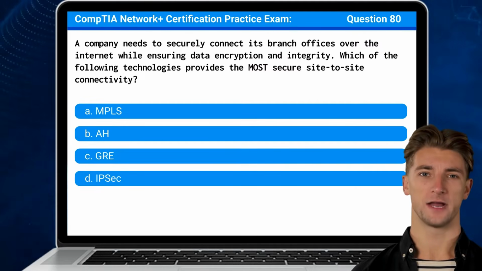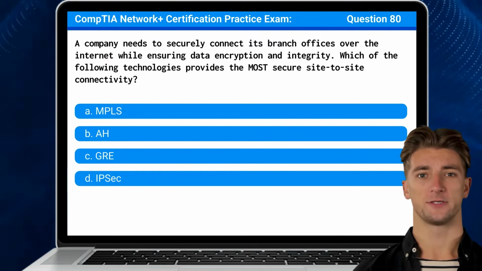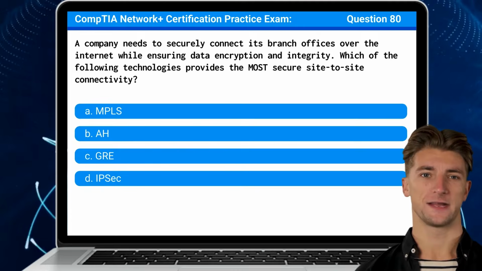Question 80. A company needs to securely connect its branch offices over the internet while ensuring data encryption and integrity. Which of the following technologies provides the most secure site-to-site connectivity?